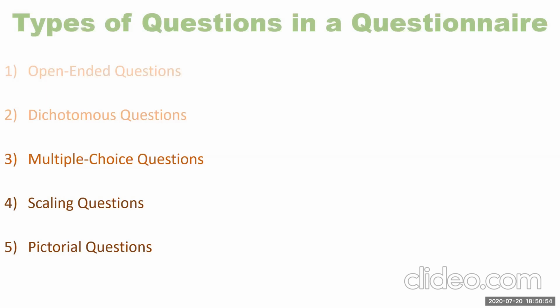Secondly, the dichotomous question. The name itself suggests it: dicho means opposite, two antitheses, like yes or no, right or wrong. Dicho means duality, yes, no, true, false. So this is called a close-ended question, which is opposite to an open-ended question. Generally it is yes or no, so it is called a yes-no question also.